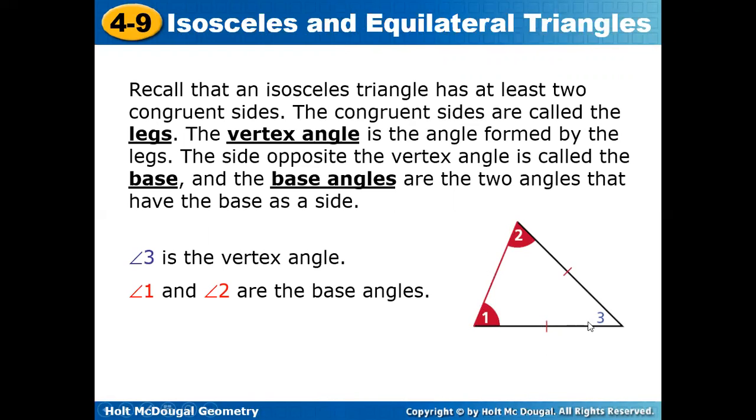If you look at this isosceles triangle, angle 3 is called the vertex angle, which is the angle included between the two congruent sides. Angles 1 and 2 are called the base angles. And this side is called the base.